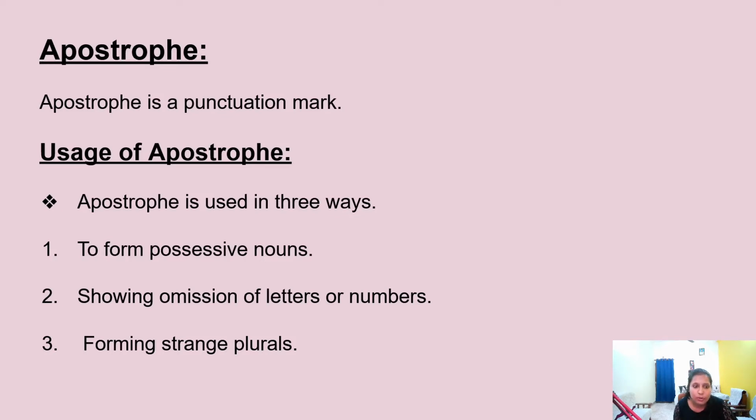Apostrophe is used in basically three ways: to form possessive nouns. When we want to show possession of something to somebody, especially a noun, at that point of time we use apostrophe. And then showing omission of letters or numbers. When we want to omit letters or numbers, we can use apostrophe. And also we use apostrophe for forming strange plurals. So let us learn all this.